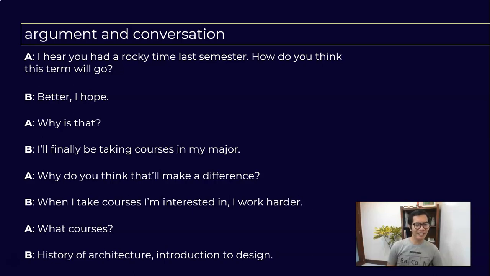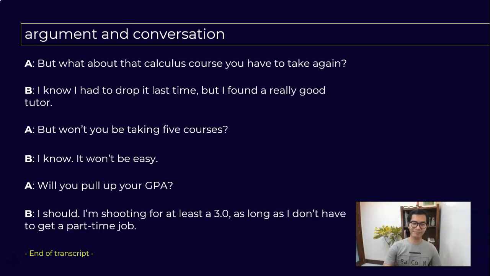Why is that? I'll finally be taking courses in my major. Why do you think that'll make a difference? When I take courses I'm interested in, I work harder. What courses? History of Architecture, Introduction to Design. But what about the calculus course you have to take again? Well, I know, I had to drop it last time, but I found a really good tutor.